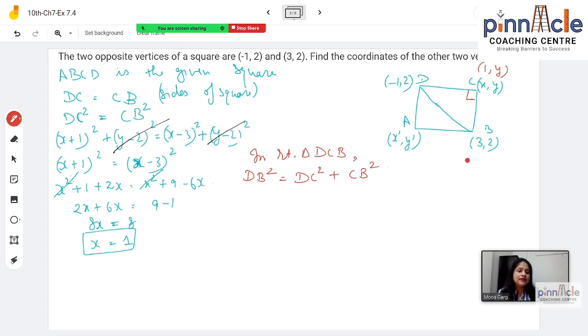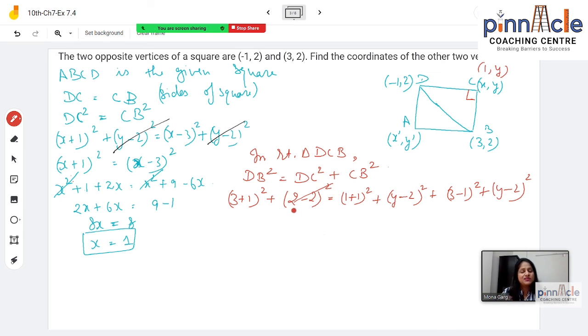So DB की प्लेस पे हम क्या लिखेंगे, 3 minus of minus 1 means plus 1, तो 3 plus 1 का whole square plus 2 minus 2 का whole square is equal to, now DC के लिए हम लिखेंगे 1 minus of minus 1 तो plus 1 हो जाएगा। So y minus 2 whole square plus 3 minus 1 whole square plus y minus 2 whole square. Simplify: 2 minus 2 is zero, zero square is zero. So 3 plus 1, 4 square. If you want you can directly write 16 as well.